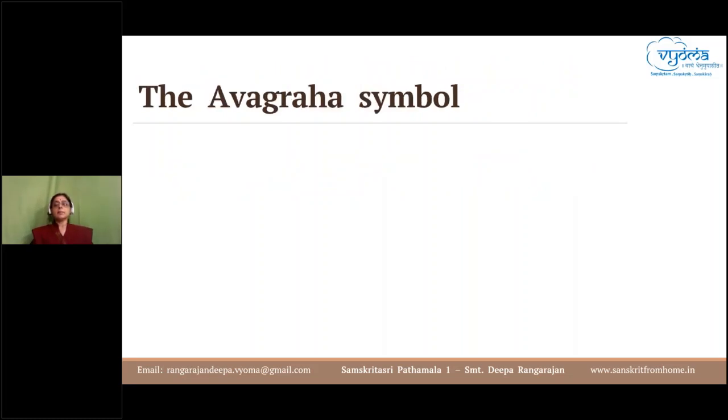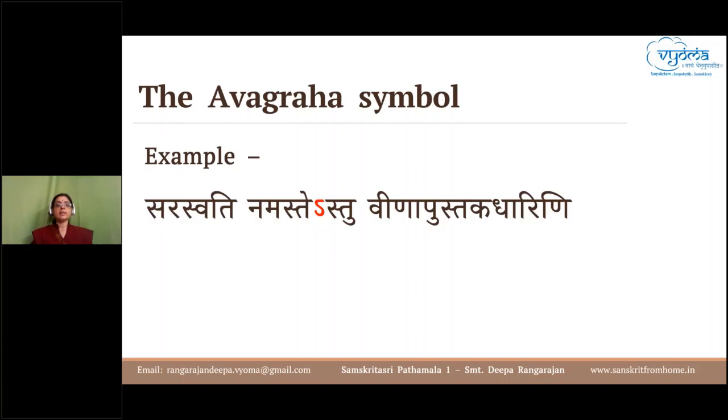Then somebody had written to me and asked, in shlokas, we find this symbol. For example, in our Mangala shloka, we have Saraswati Namaste Stu. This S symbol is there. By the way, this S symbol also, there is a break in the line. So how do we pronounce this and what is it called? Because we have not seen it anywhere as part of the elements of the Devanagari script, isn't it? So this is called an avagraha symbol.